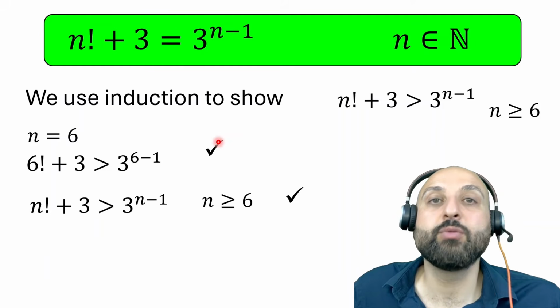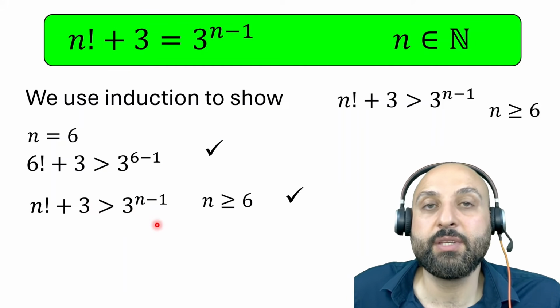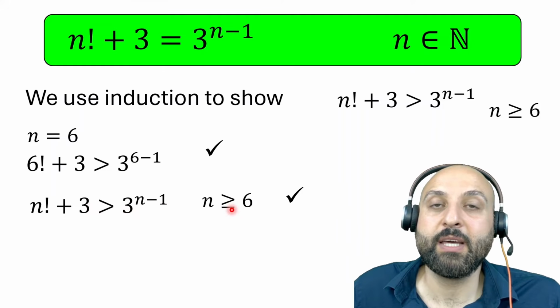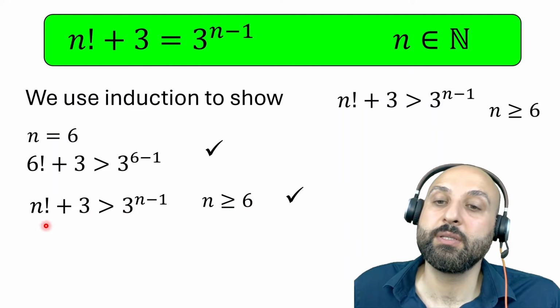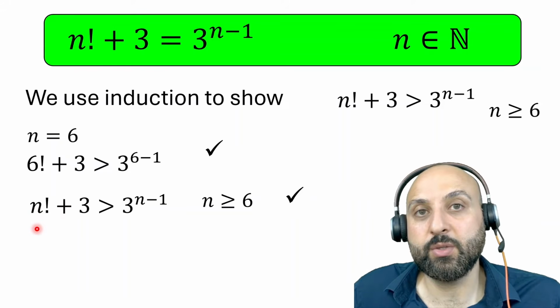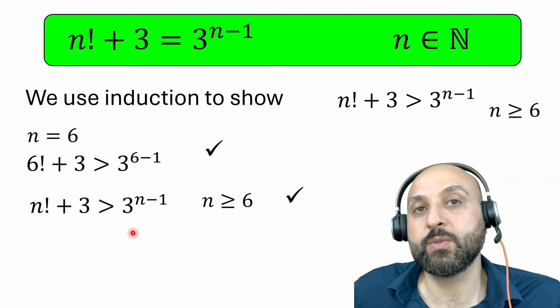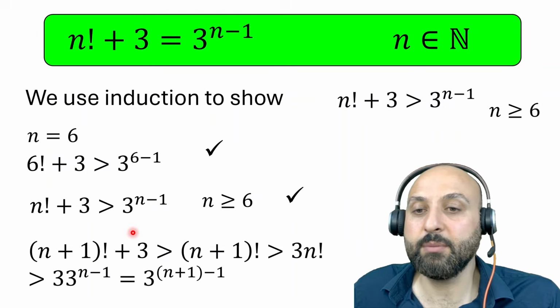And then we assume that the inequality is valid. So n factorial plus 3 is larger than 3 power n minus 1. And we have to show that this is also valid for n plus 1. So n plus 1 factorial plus 3 should be larger than 3 power n plus 1 minus 1. And that is very simple to show.